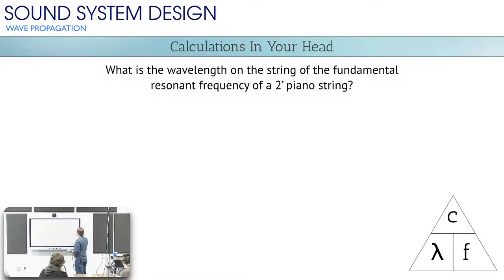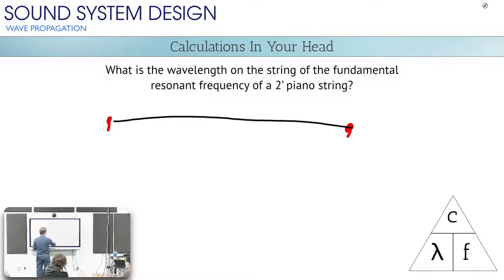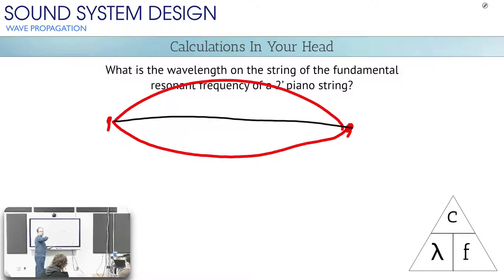So we know that if it's a 2 foot piano string, you know how piano strings work? There's the string, and it's attached here, and then it's attached over here, and then you get a little hammer that just whacks it, and then it starts moving. So how's it going to move? Well, it'll drop down like that, and it'll pop up like that. It'll go up and down, up and down. That'll be that fundamental frequency.